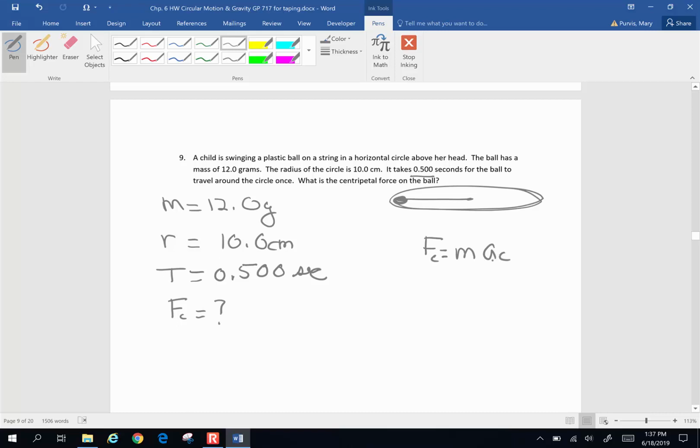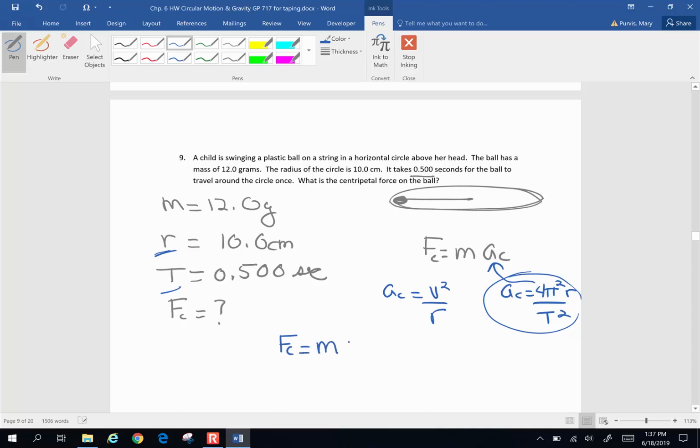Now, we have two equations for centripetal acceleration. We can either have centripetal acceleration is v squared over r, or centripetal acceleration is 4 pi squared r over T squared. Which version are we going to use? Depends on the variables we have. This time we have r and we have period T, so I'm going to use that. And I'm going to substitute all of this in for centripetal acceleration. So my centripetal force will be the mass of the object times 4 pi squared r, the radius, divided by the period squared.